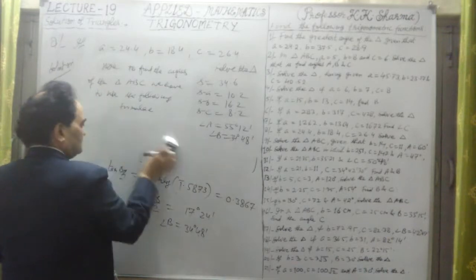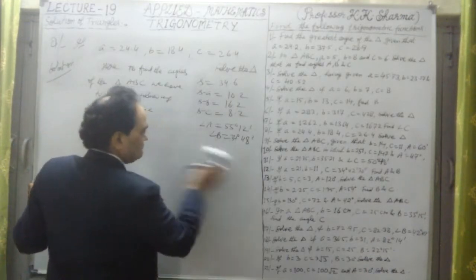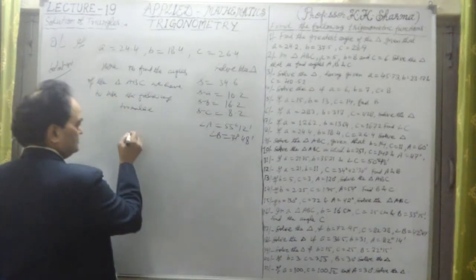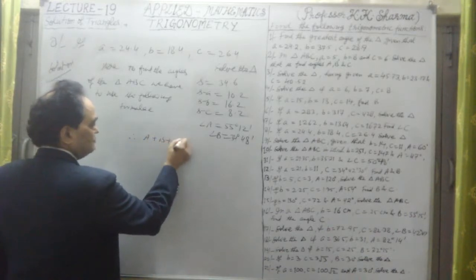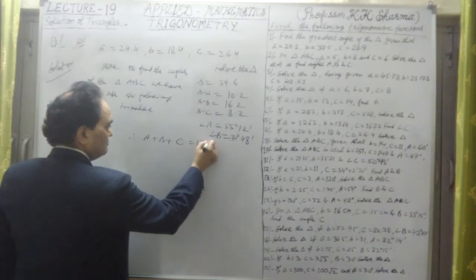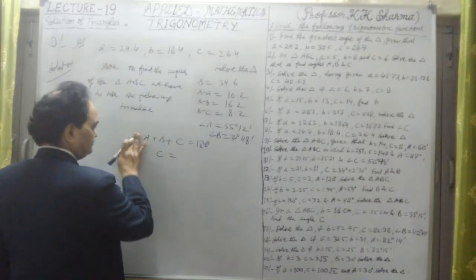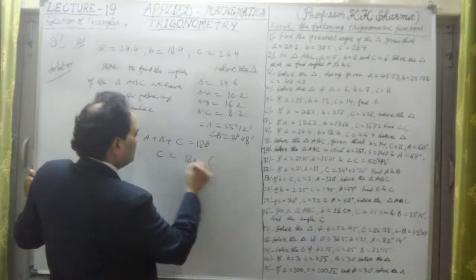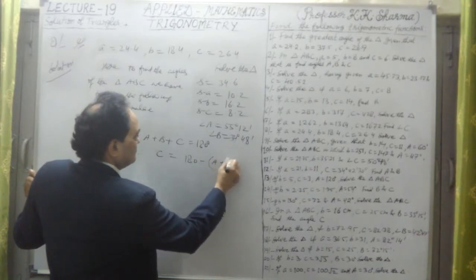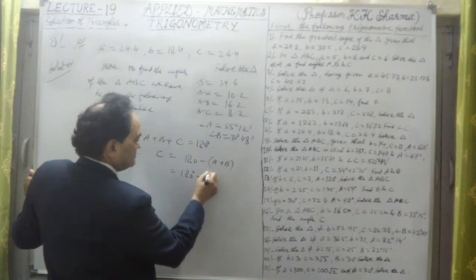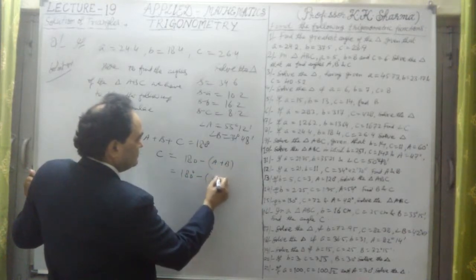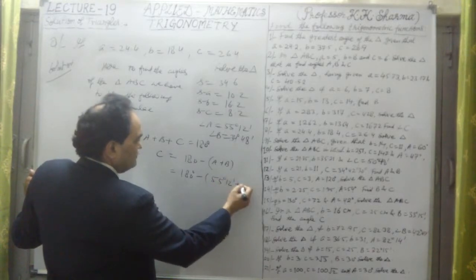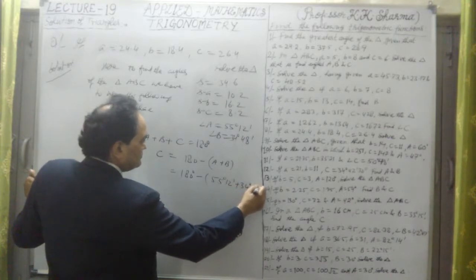Now let us take the third angle. Only angle C is left, then the solution of the triangle is finally done. For angle C, since the sum of the three angles is equal to 180 degrees, C is equal to 180 degrees minus A plus B. That is 180 degrees minus the sum of these two. A is 55 degrees 12 minutes, plus B is 34 degrees 48 minutes.